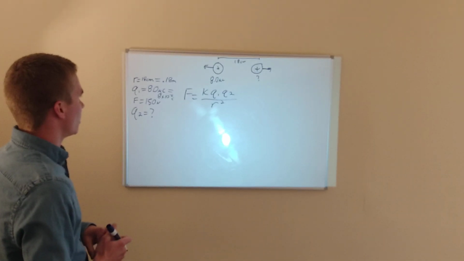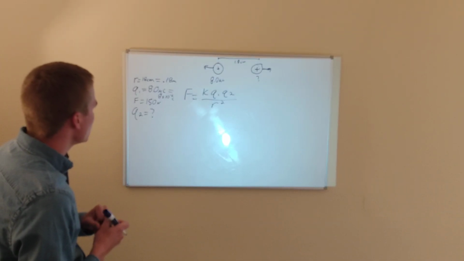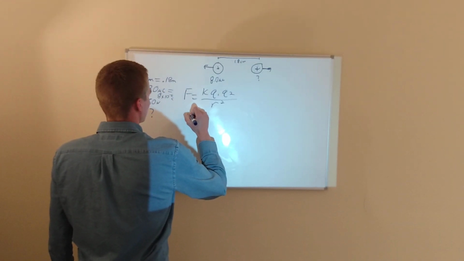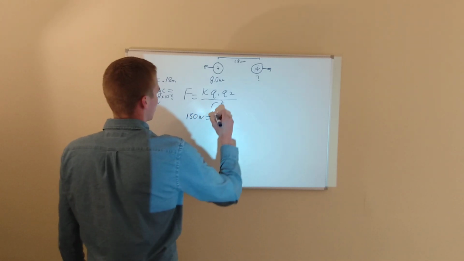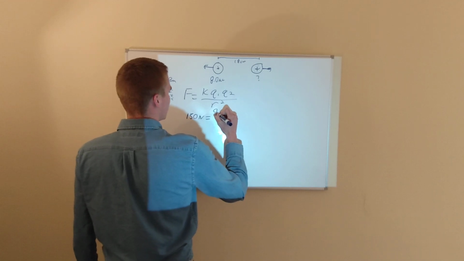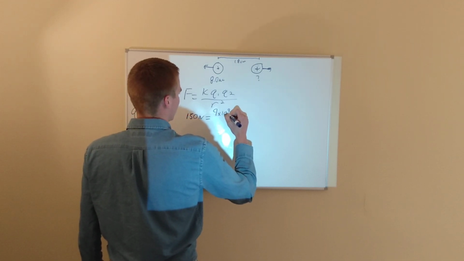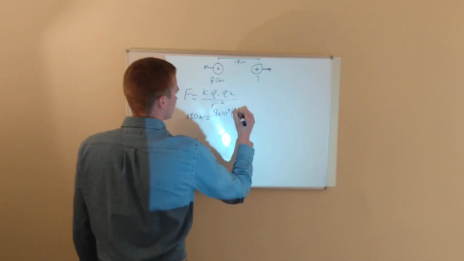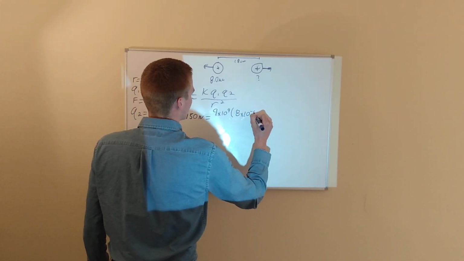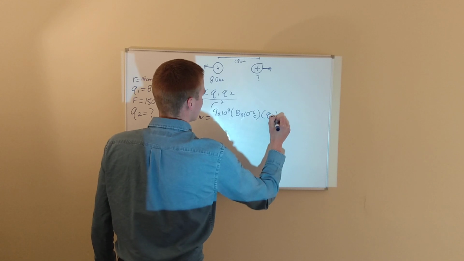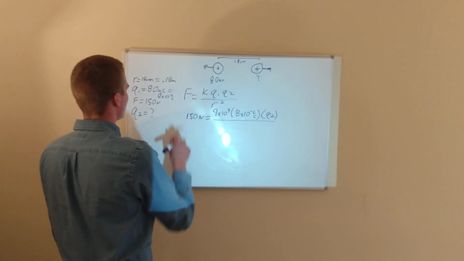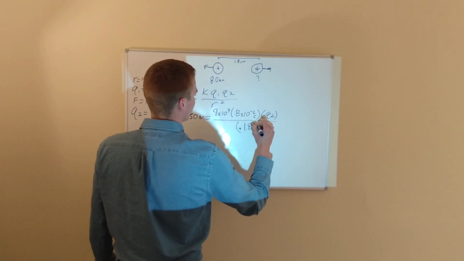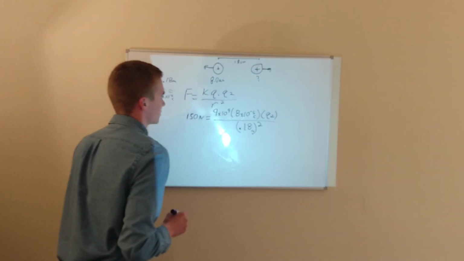All right, and our force is in newtons. That's completely fine. Okay, so I'm looking here, and I think we have enough to go ahead and start plugging into this equation. So our force is 150 newtons. K is still going to be our constant. That's going to be 9 times 10 to the 9th. Q1 is going to be 8 times 10 to the negative 6 coulombs. I don't know Q2, so I'll just put in a variable for that. And then my R value, which is 0.18, and I take that whole value and I square it. It's going to be in meters.